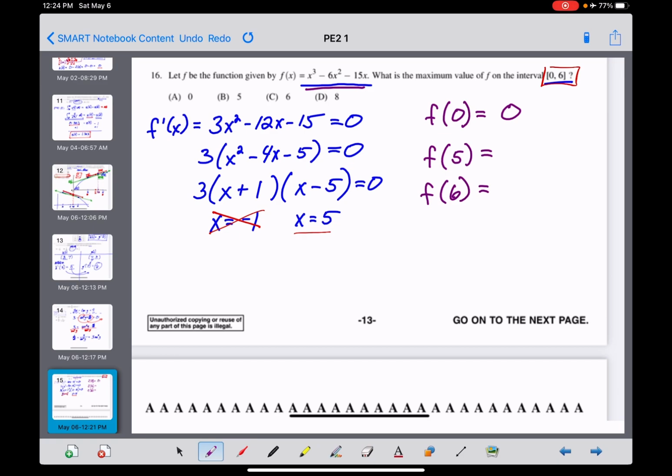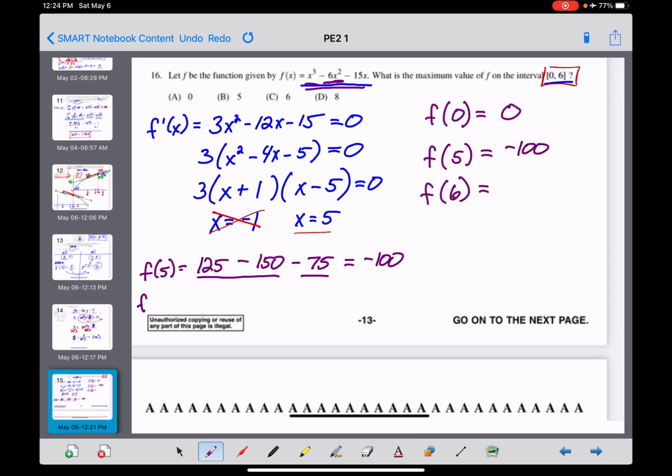Plugging in a 5, let's think about that, guys. F of 5 is going to be right here. 5 cubed is 125 minus, all right, 5 squared is 25, and 25 times 6 is 150. Gotcha. And then minus 15 times 5 is 75. Now, this one isn't too tough to come up with the exact value for, although it might not matter that much. Let me come back to that idea in a moment. 125 minus 150 is negative 25. Minus 75 is going to get us negative 100. That's a pretty low value right there.